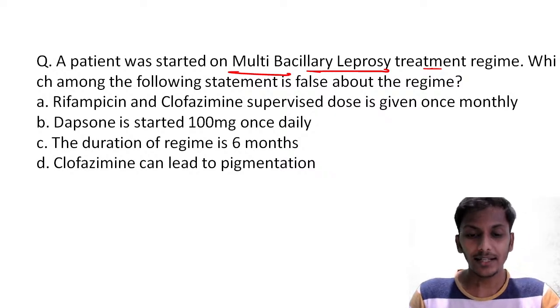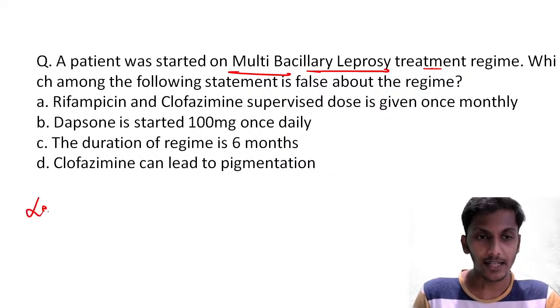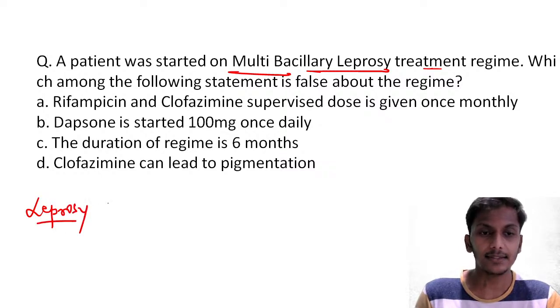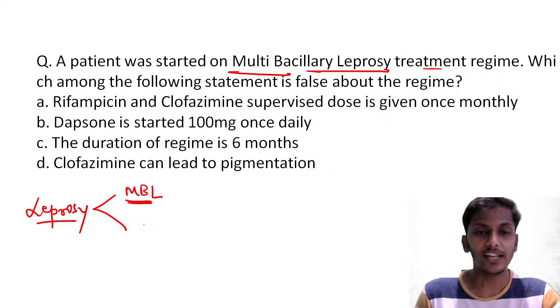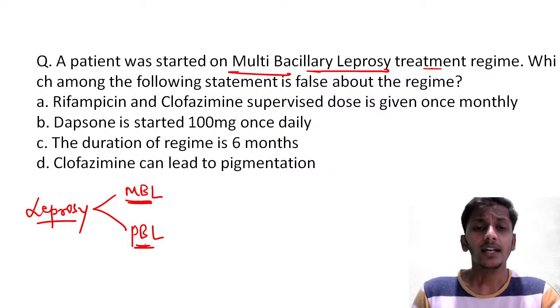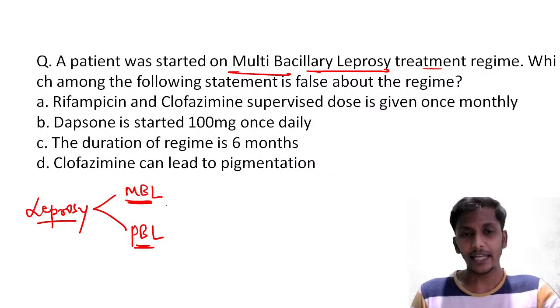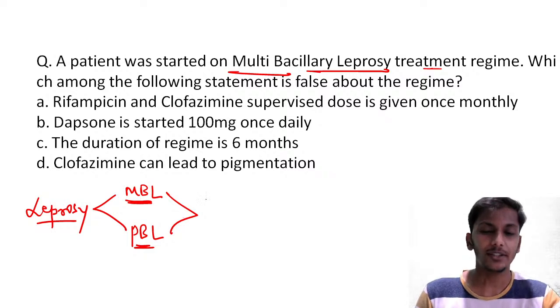So now we are discussing some important points about leprosy. Leprosy is also known as Hansen's disease. There are two types of regime which are used in treatment of leprosy. One is your multibacillary leprosy regime and second is your paucibacillary leprosy regime. Both of these are typically same.